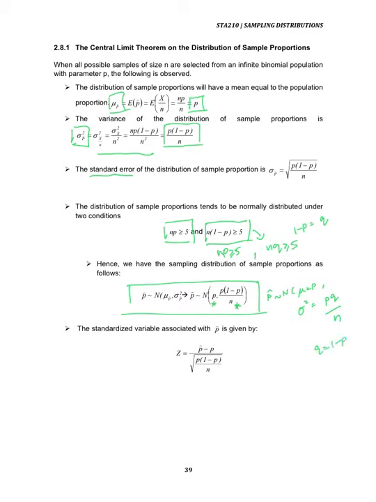Okay, so the standardized variable associated with p hat is given by this one. Kalau sebelum ni kita guna z equals to x bar minus mu over sigma over square root n kan. So sama je sebenarnya bendanya. Yang ni, since kita nak cari standardized variable for sample proportion, x bar dia jadi p hat lah. Mu dia, mean dia adalah p. Tengok kat atas ni, mu kita p kan. And then dia punya variance ataupun standard error dia adalah this one.